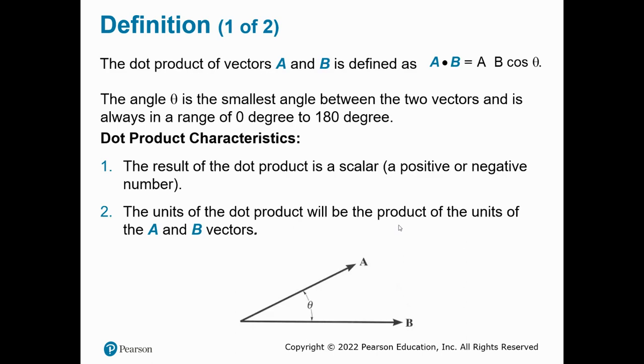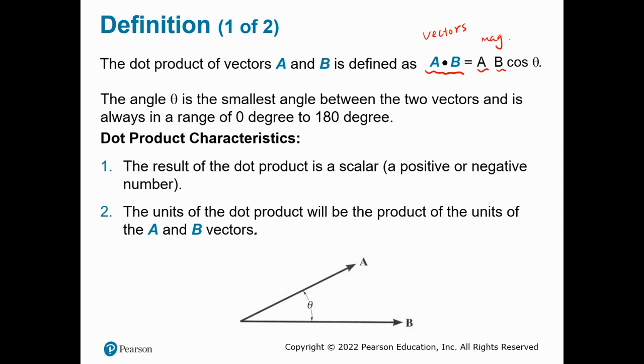The dot product of vectors A and B is defined as A dot B equals AB cosine theta. On the left hand side of this equation, the A and the B are vectors, the vector dot product of two vectors. On the right hand side, this A and this B refer to the magnitudes only. So it's the magnitude of A, the magnitude of B, multiplied by cosine theta. That angle theta is the smallest angle between the two vectors and is always in a range of 0 degrees to 180 degrees.